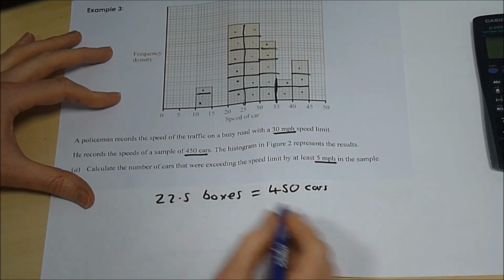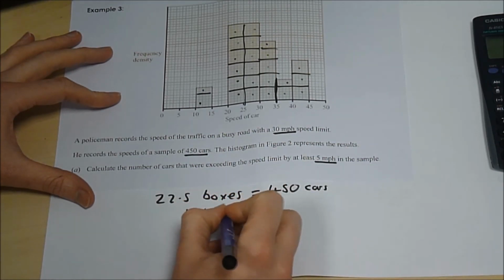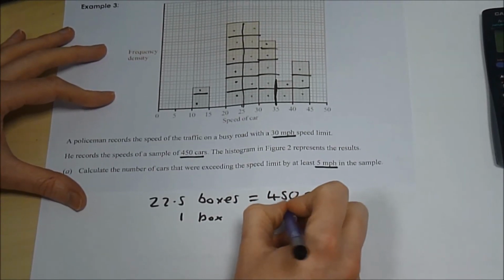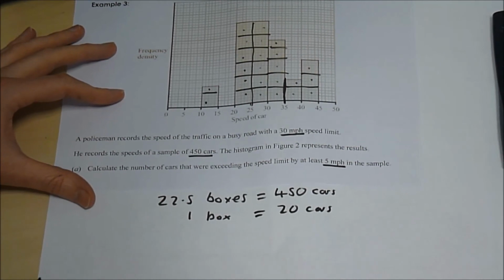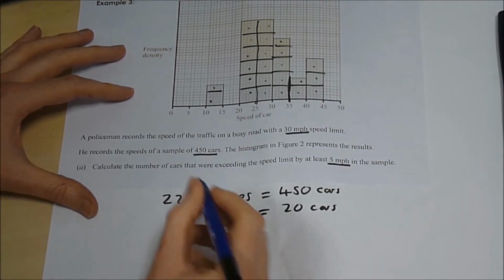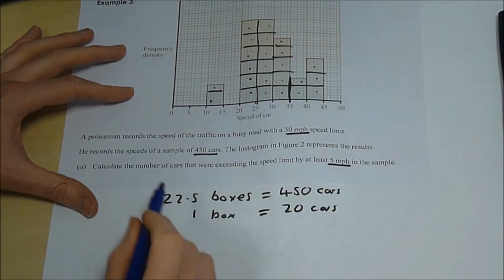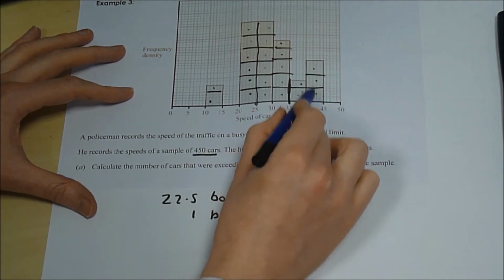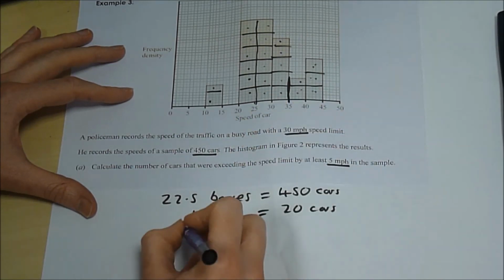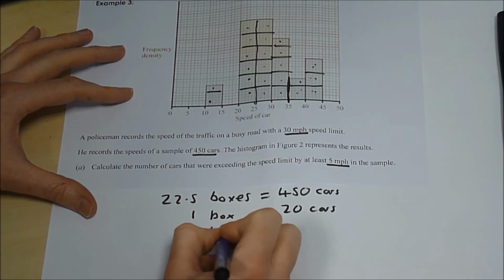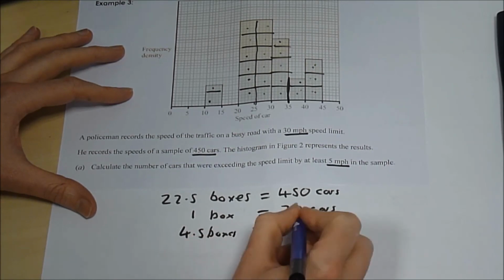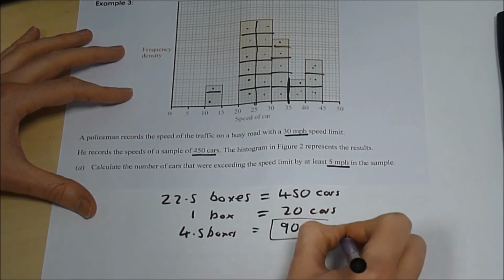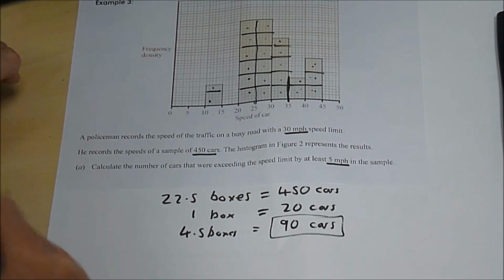Well, if I divide by 22.5, I'll get one box. I can use my calculator for this. It's going to be approximately 20 cars. So the bit that I'm interested in is at least 5 miles per hour more than 30. I'm looking at these boxes here, which is 1, 2, 3, 4, 0.5 boxes. So I'll do 4.5 lots of 20, and I'll get 90 cars answering the question. Boom.